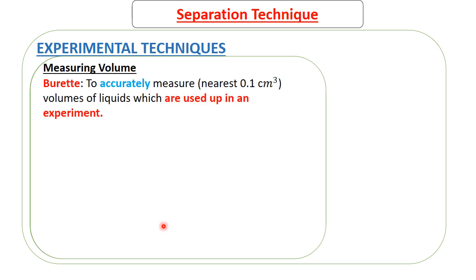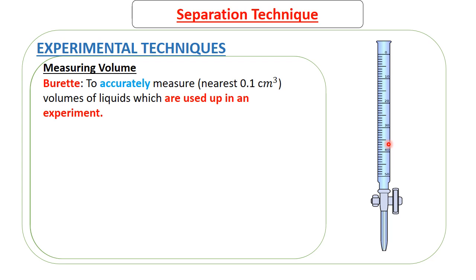Then the other one is a Buret. A Buret is used to accurately measure to the nearest 0.1 centimeter cubed, which means the smallest reading you can get with a Buret is 0.1 centimeter cubed. You can't get anything less than that. So a Buret is used to accurately measure to the nearest 0.1 centimeter cubed volumes of liquids which are used up in an experiment. So what does this mean? Let me just show you how a Buret looks. So this is a Buret.